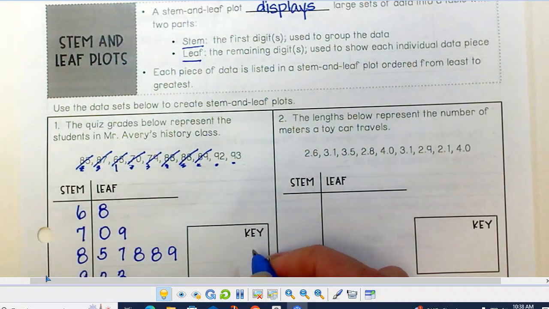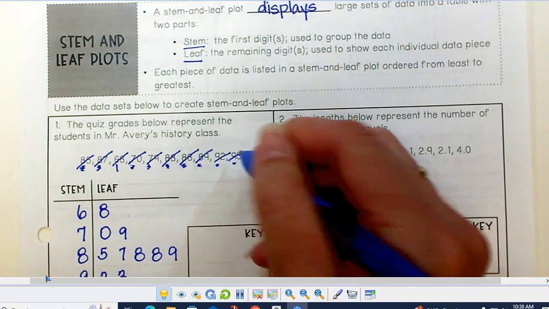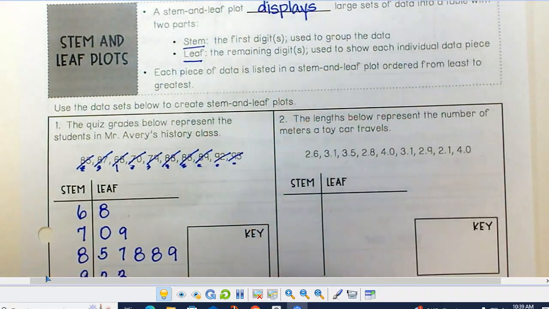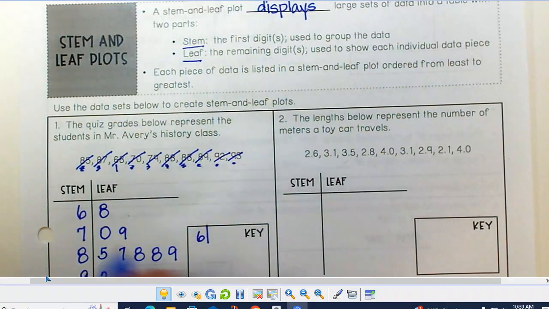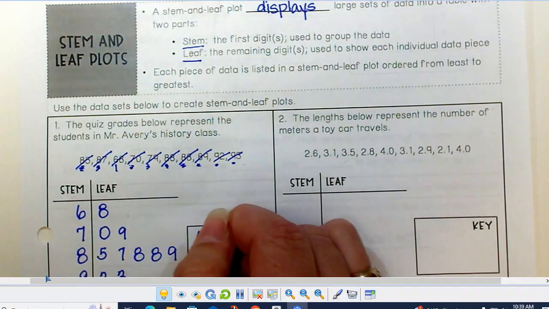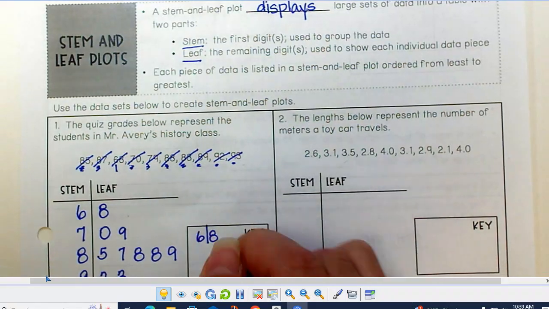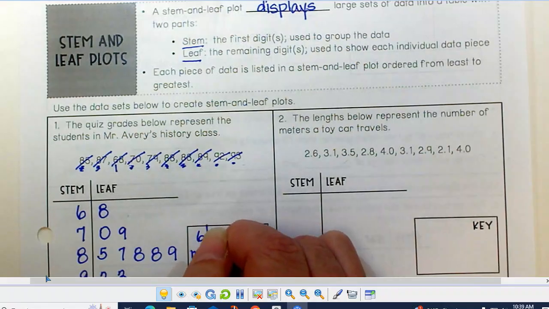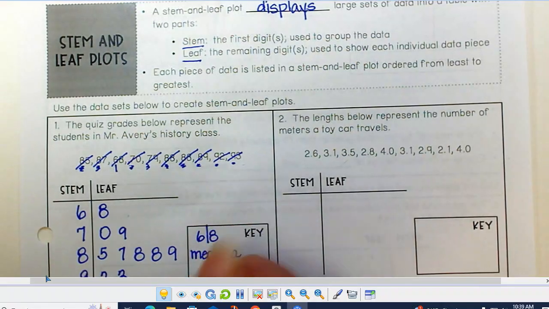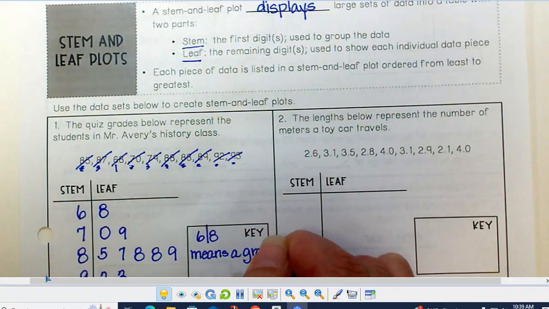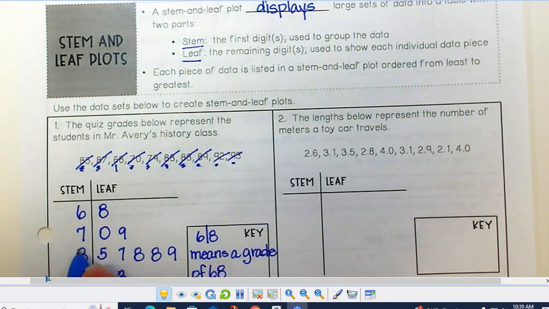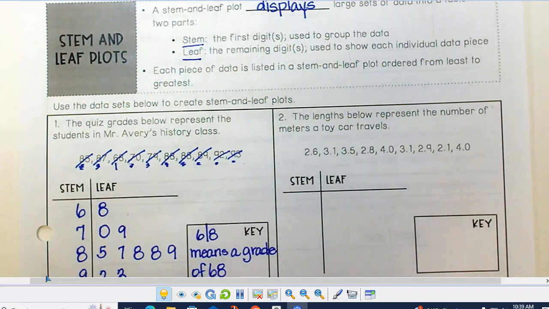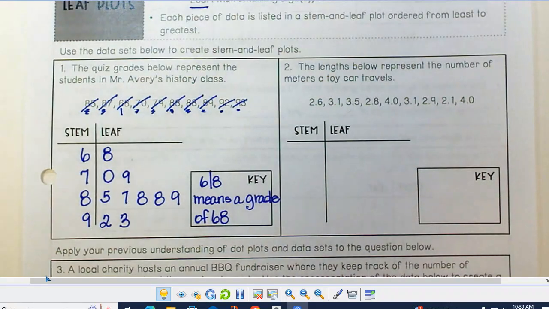Now, the key is going to tell you about how this particular stem and leaf plot works and what it means. So, for instance, if we had 6 and then the little bar between the stem and the leaf and an 8, that means a grade of 68. Okay. 7 and then a 0, that means a grade of 70. 7 and then a 9, that means a grade of 79, etc. Okay.